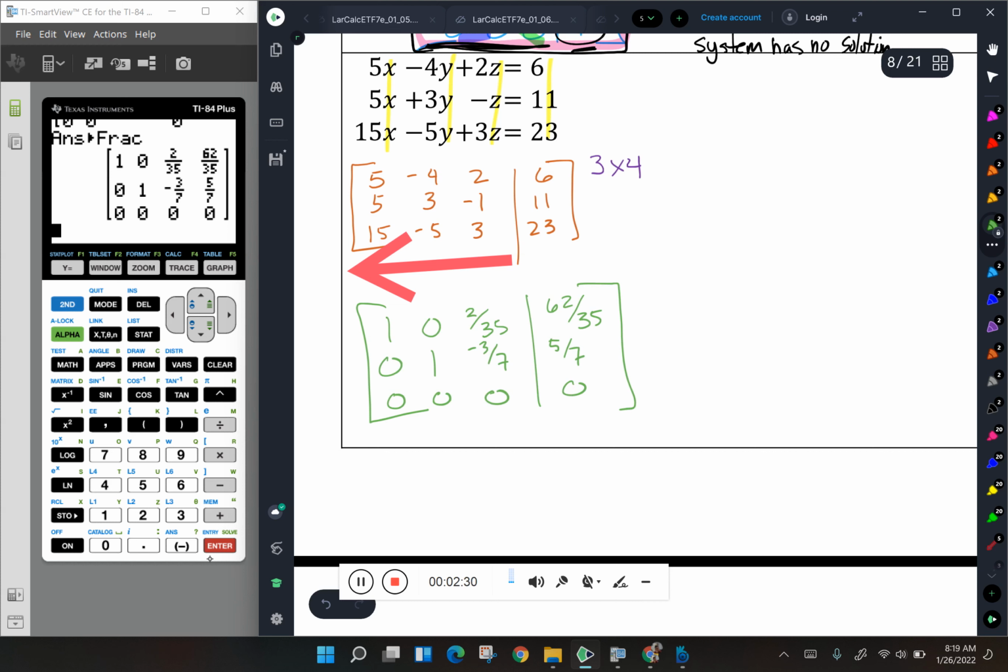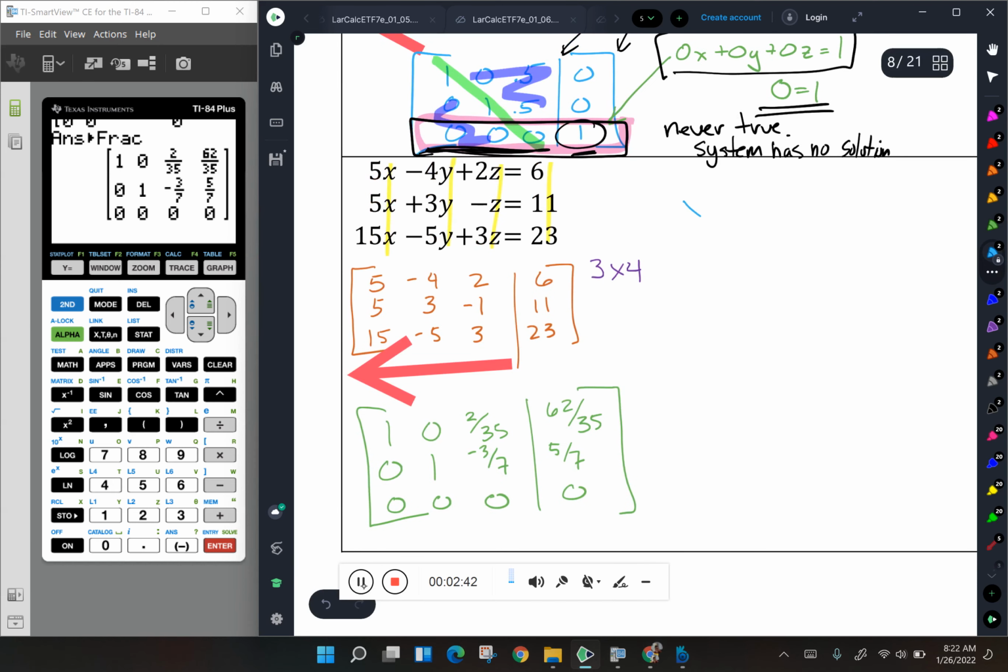Okay, now I'm going to try to figure out what this is trying to tell me. So let's read this matrix and see what it says. First row says X plus 2/35 Z equals 62/35. The second row says Y minus 3/7 Z is equal to 5/7. And the third row says 0 is equal to 0.